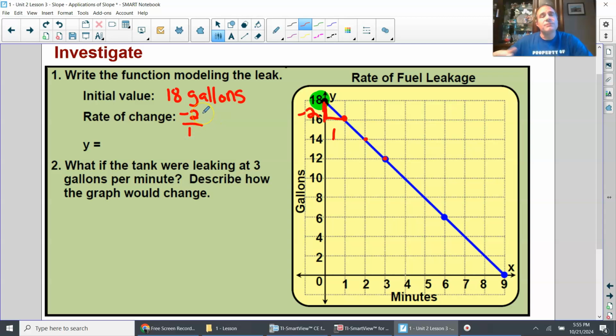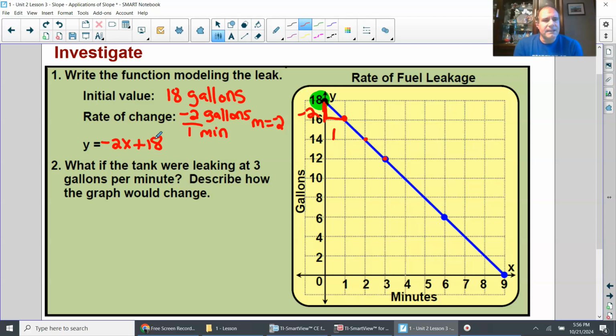And then I'm going to put the words in to make sense of it. -2 gallons per minute. So the rate of change is -2 over 1. So you could put m equals -2. So y equals -2x plus 18. That's y equals mx plus b. This is a negative slope. It goes down from left to right.